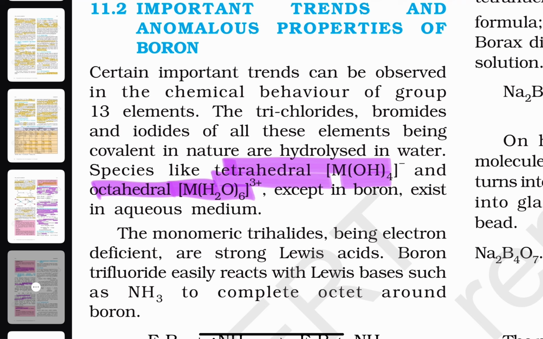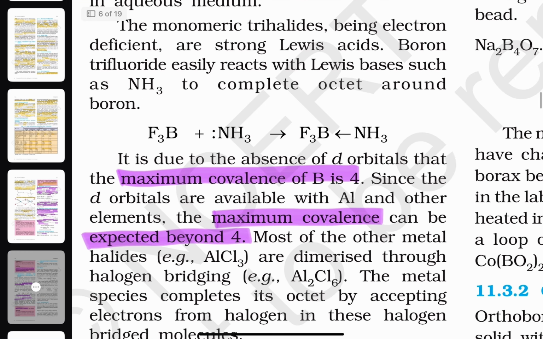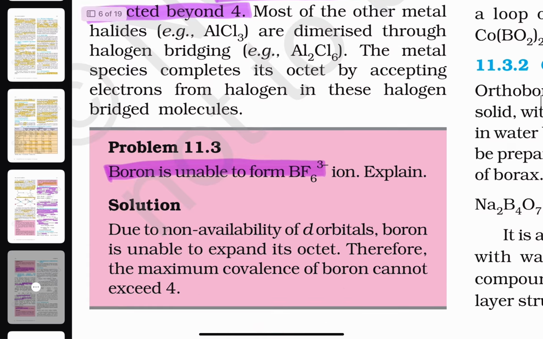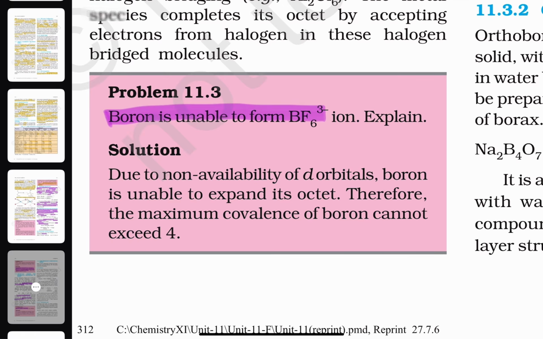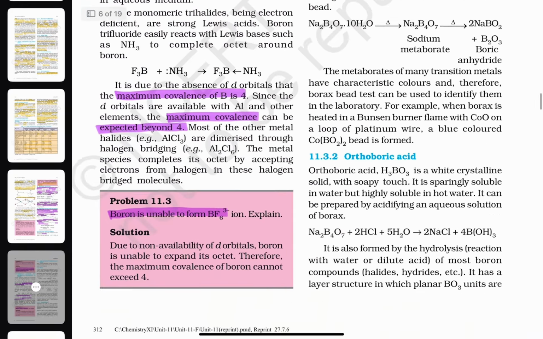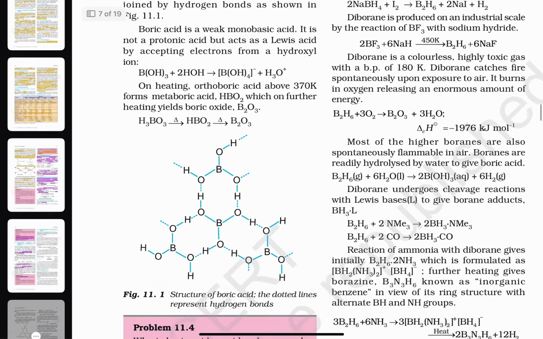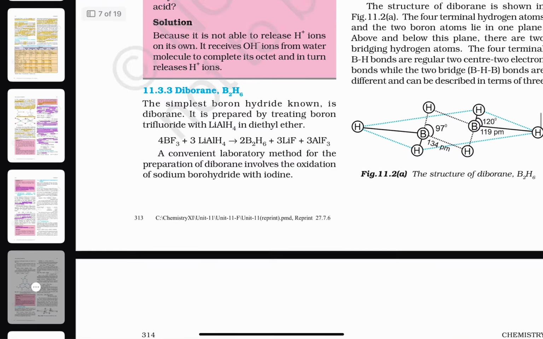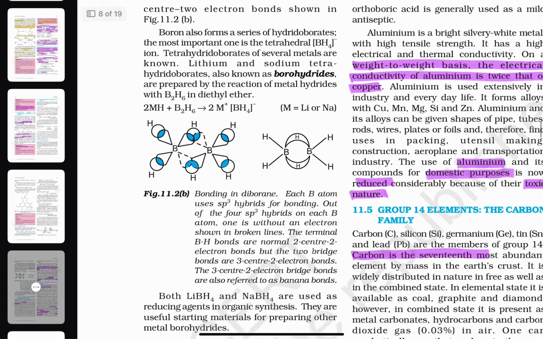It can expand its octet. Maximum covalence of boron is 4. Maximum covalence beyond 4 can be expected for the remaining elements, aluminum and others. Boron is unable to form [BF6]3- because vacant d orbitals are not available. So these are the important lines. If you are good at this point, this is not required, don't worry. These are all compounds. This should not be asked.